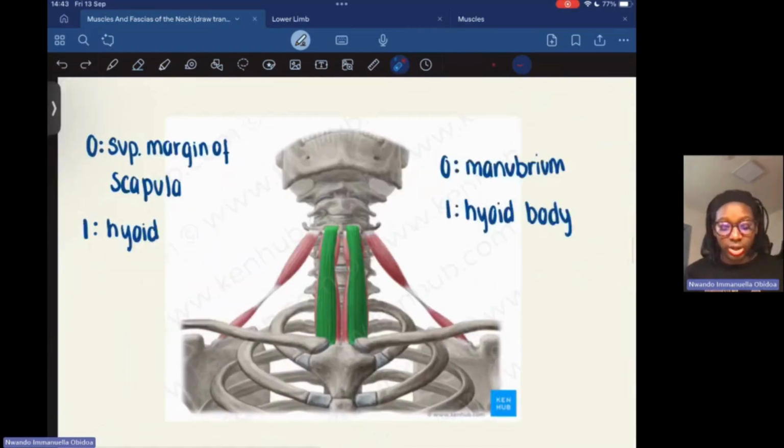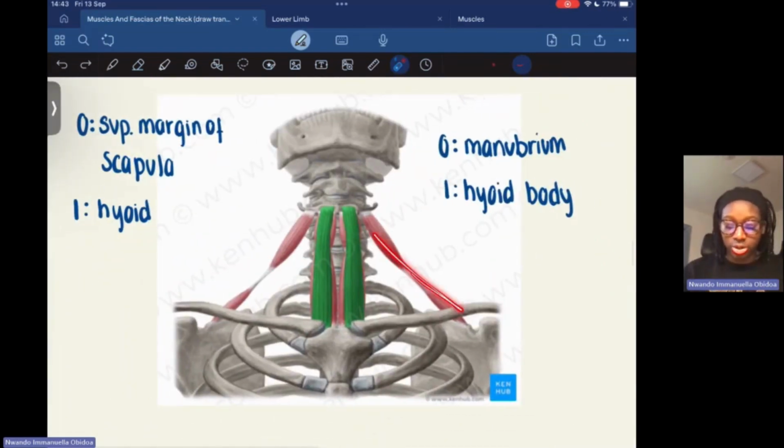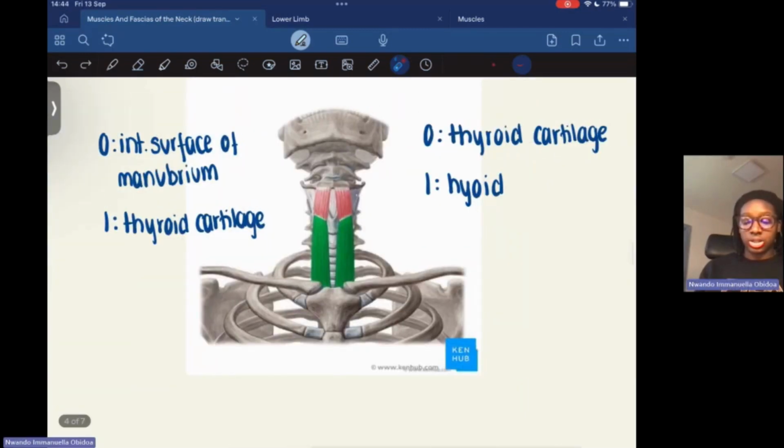So starting here, we have your omohyoid, which comes from the scapula and inserts on your hyoid bone. This is your sternohyoid, which originates from the manubrium and inserts on your hyoid bone. This is your sternothyroid, and this is your thyrohyoid.